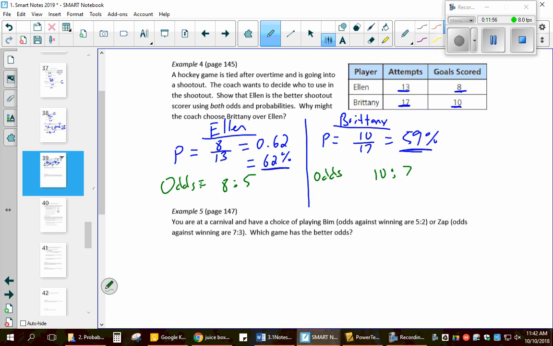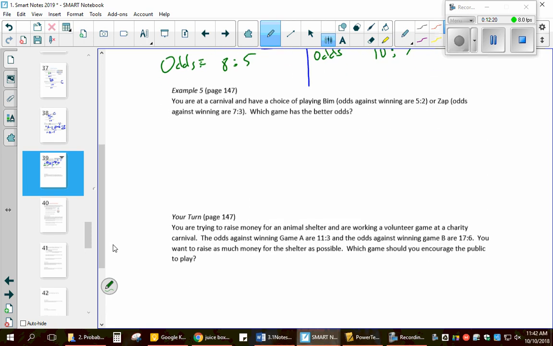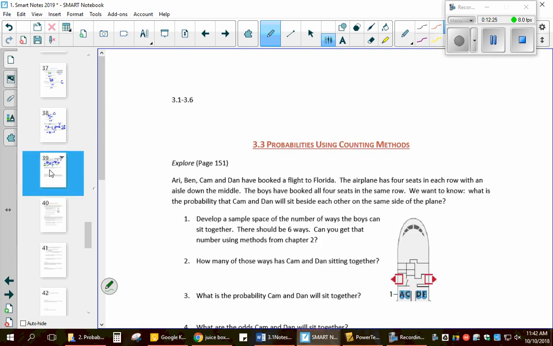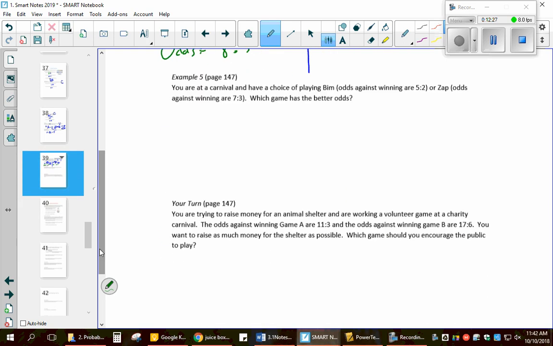Okay. Why might the coach choose Brittany over Ellen? She has a worse chance of scoring, I guess. It's kind of a silly question. I don't know. What I took from this is that she might be more likely to shoot, right? She might actually shoot. Yeah, it's kind of a dumb question. Yeah. All right. You know what? Let's see.